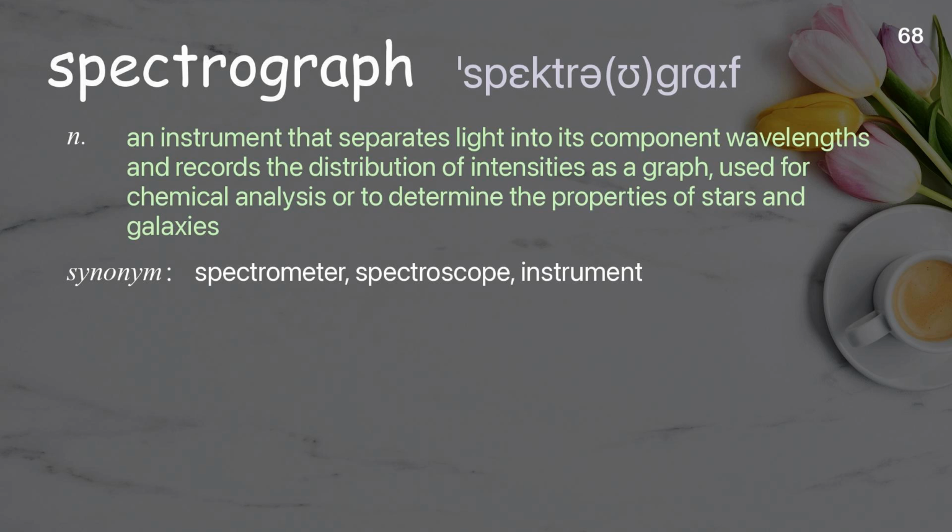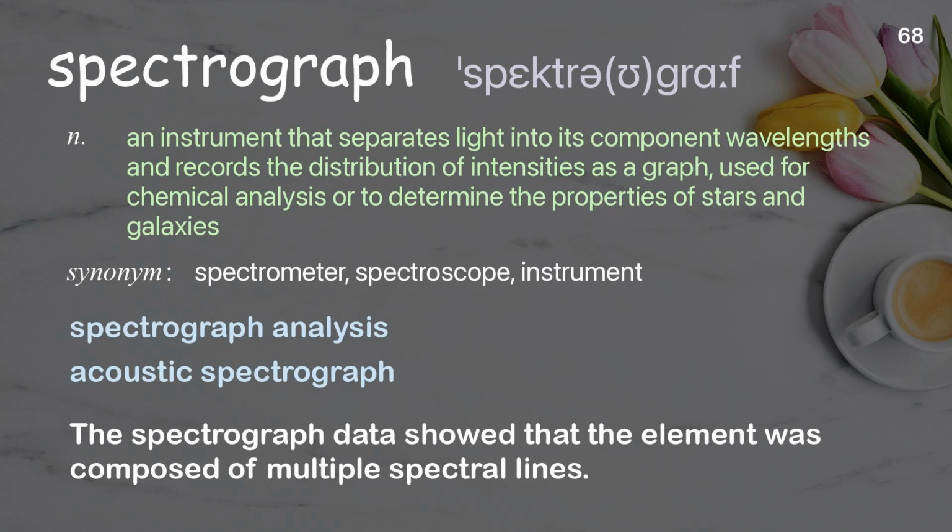Spectrograph. An instrument that separates light into its component wavelengths and records the distribution of intensities as a graph, used for chemical analysis or to determine the properties of stars and galaxies. Examples: Spectrograph analysis. Acoustic spectrograph. The spectrograph data showed that the element was composed of multiple spectral lines.